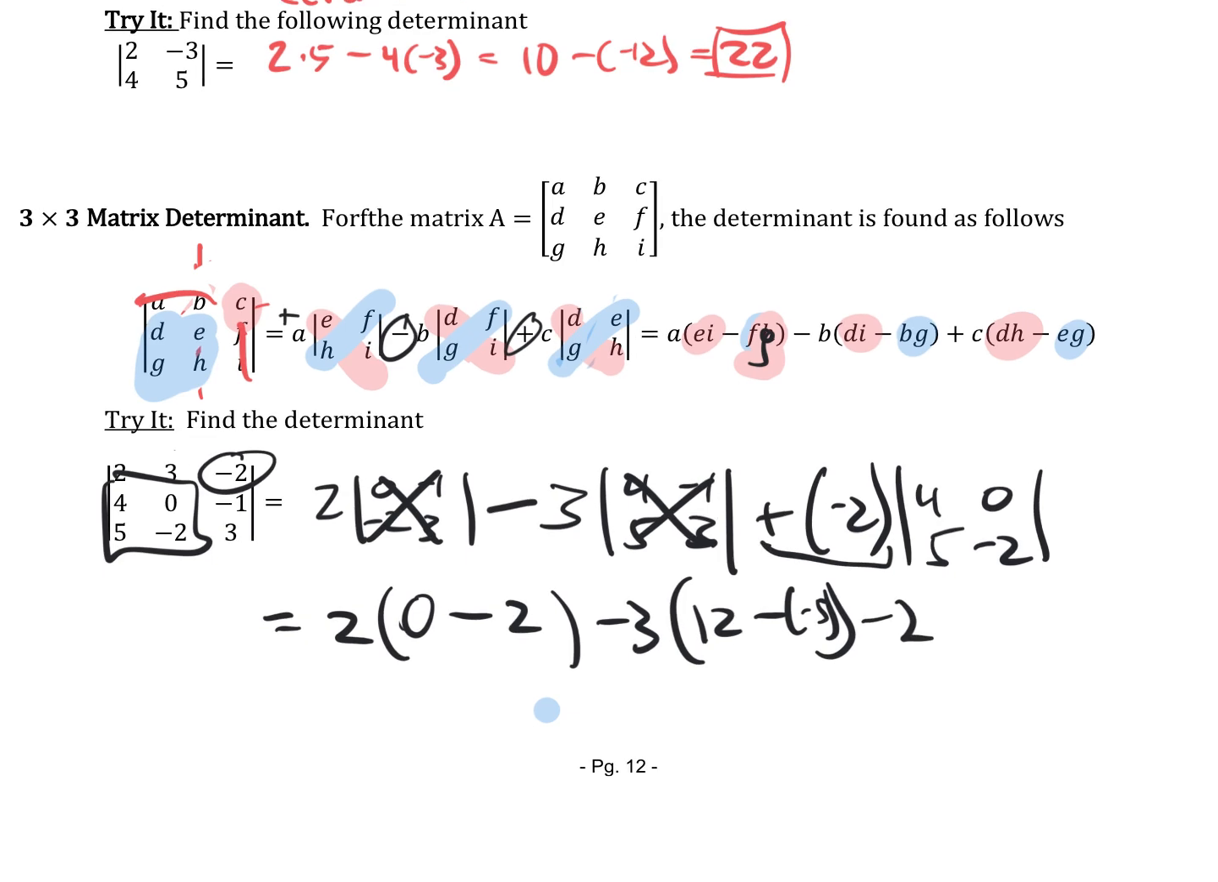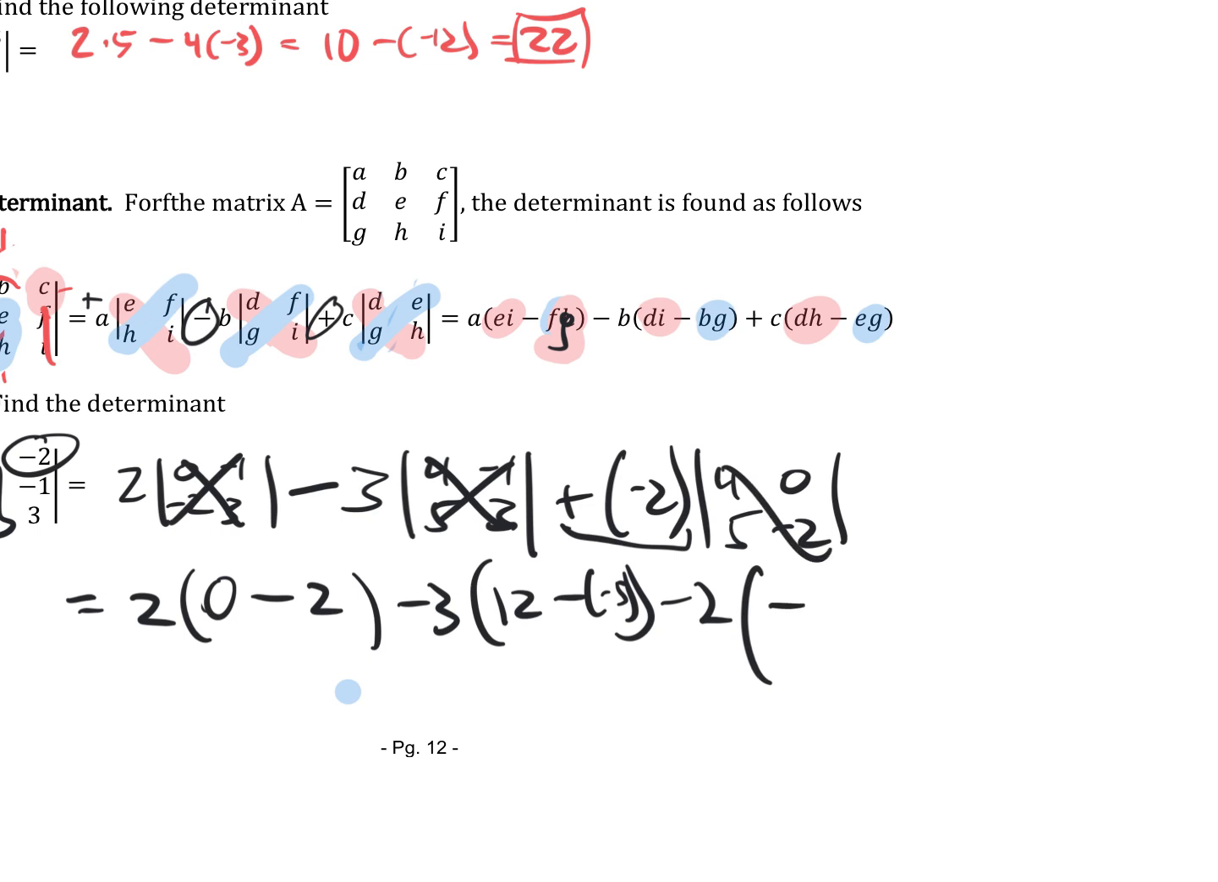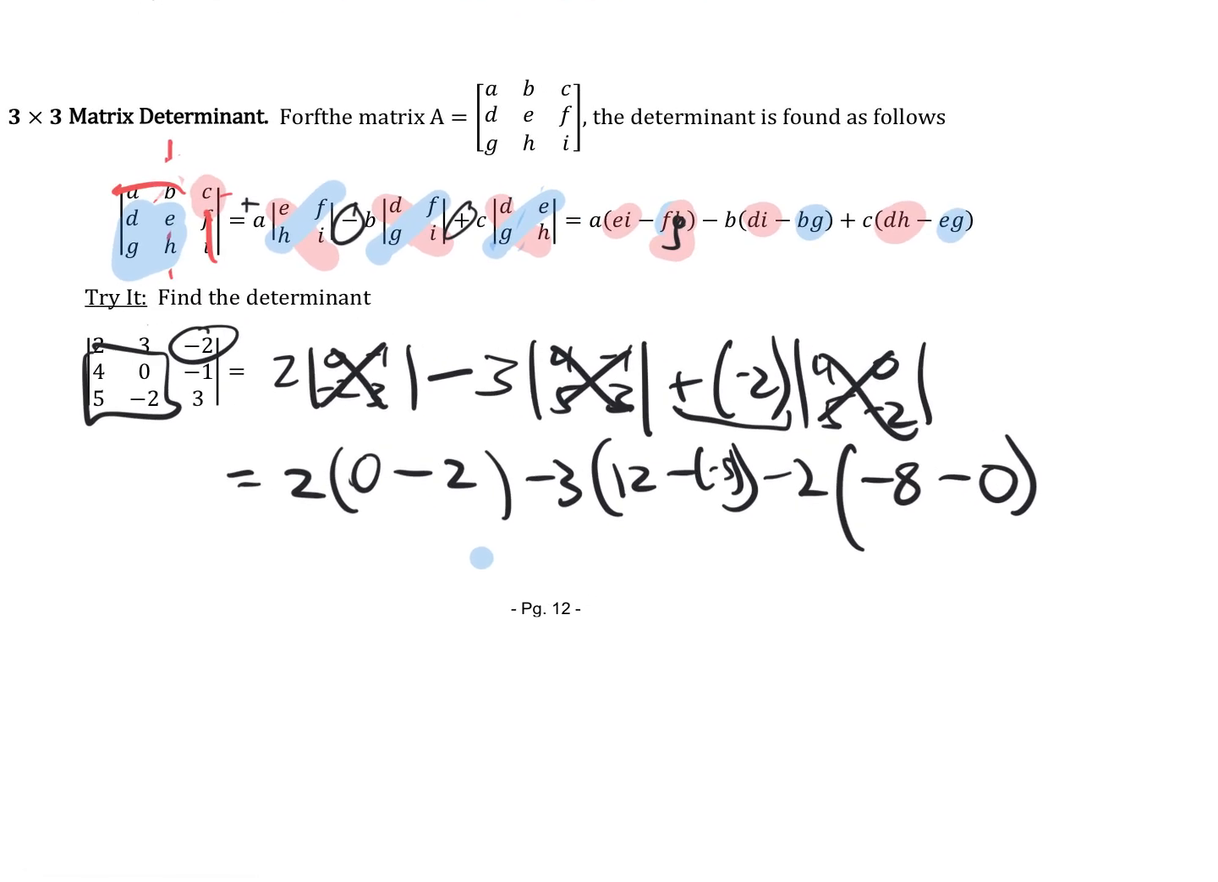Plus negative 2, or minus 2. 4 times negative 2 is negative 8, minus 5 times 0, which is 0. And so this comes out to be 2 times negative 2, which is negative 4. This is going to be 3 times, this is 12 plus 5, 17. 3 times 17, I think that's 51. And that's going to be minus, actually, right? Okay. So minus 51. And then negative 2 times negative 8 is going to be positive 16.